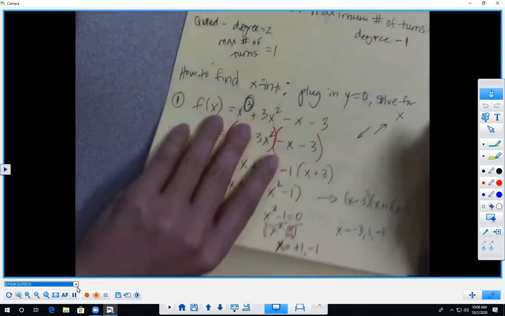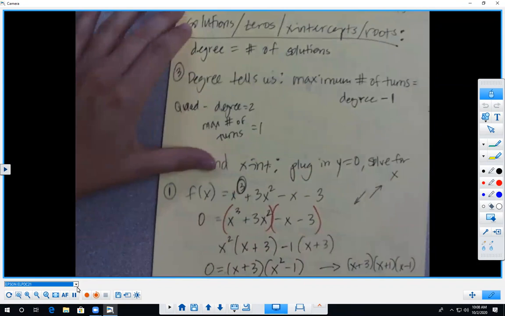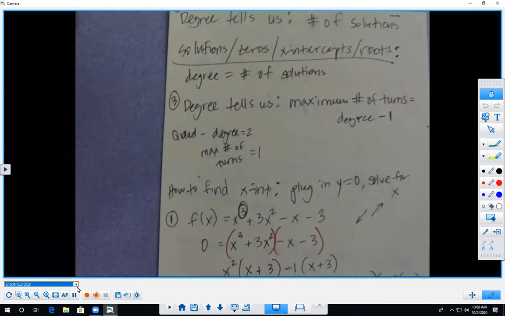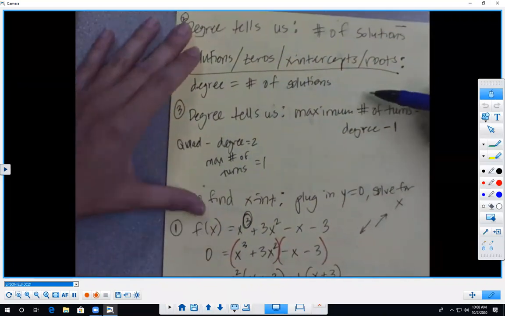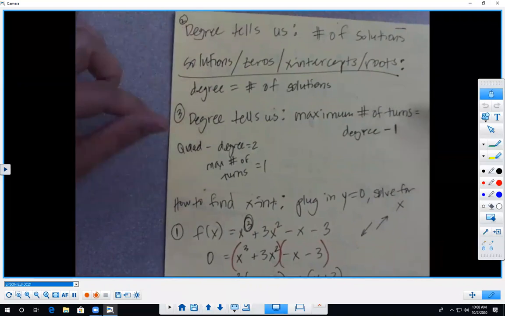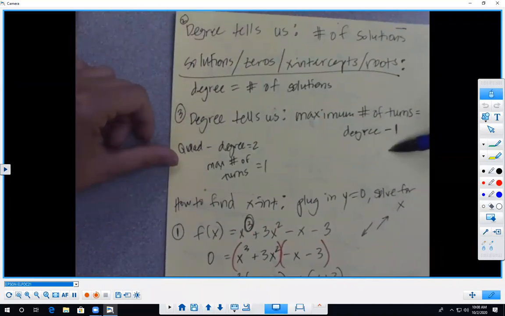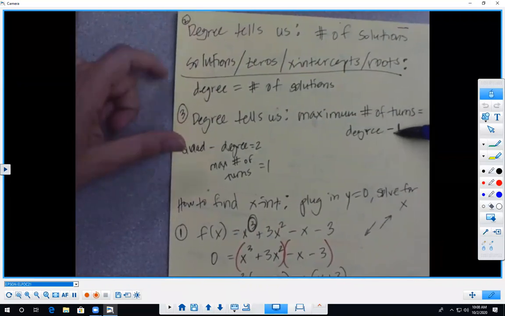Another thing the degree tells us is the number of solutions. And we talked about how solutions are exactly the same thing as x-intercepts, which are exactly the same thing as zeros, which are exactly the same thing as roots. They are all the same thing, just with different names. The degree tells us how many solutions we have total. It also tells us the maximum number of turns. It's the degree minus 1.